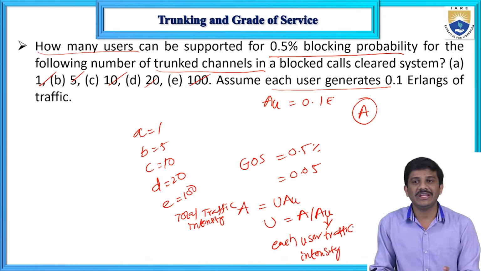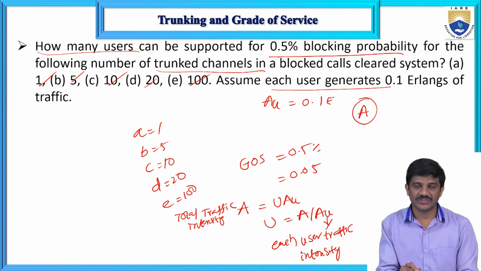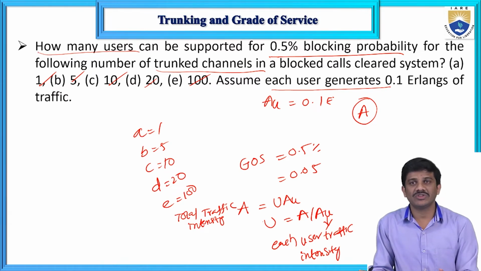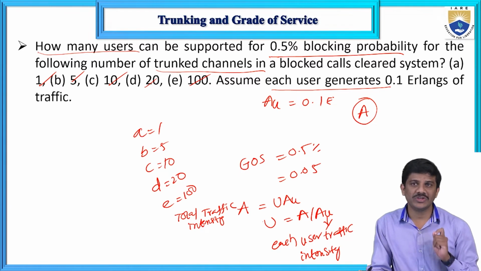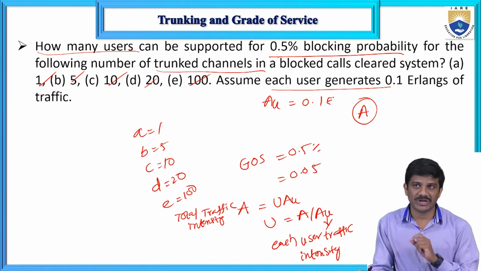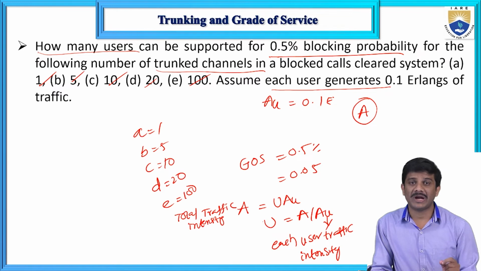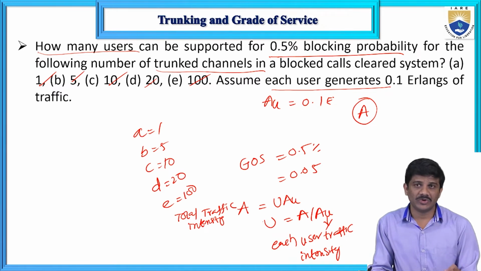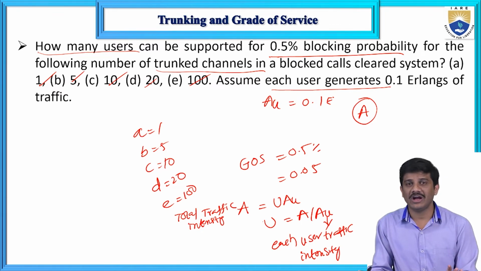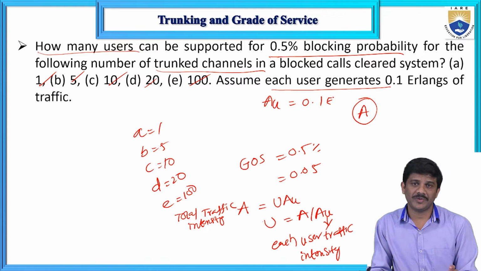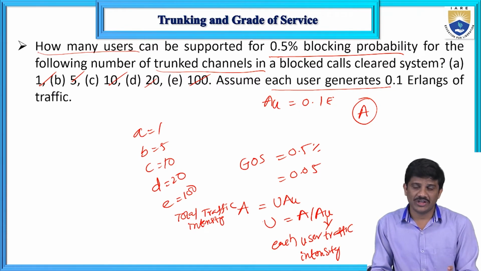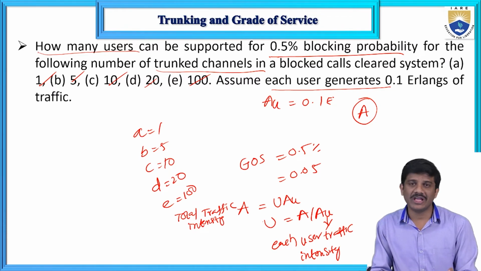Okay, that is each user's traffic intensity. This is the total traffic intensity they gave in the question. You can observe clearly what they are asking: how many users can be supported for 0.5% blocking probability? The total trunked channels are 1, 5, 10, 20, and 100, and they also gave, assuming each user generates 0.1 Erlangs.